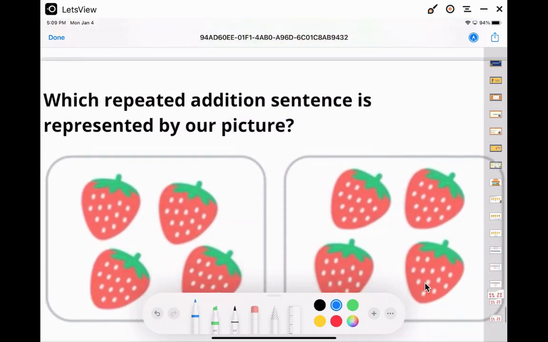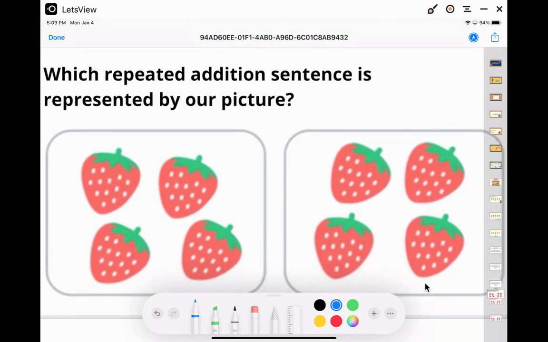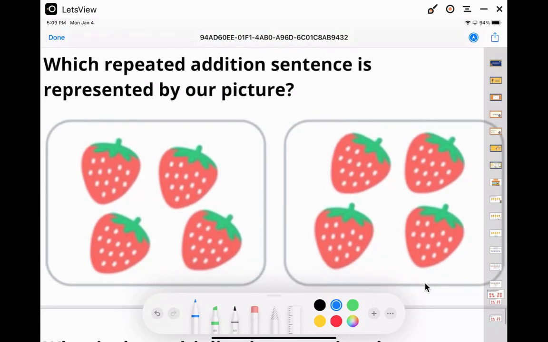We are almost done, guys. I have 2 more questions for you, and I'm going to have you answer those on the side of your screen at this time. The first question says, which repeated addition sentence is represented by our picture? Your answer choices are on the side of your screen now.